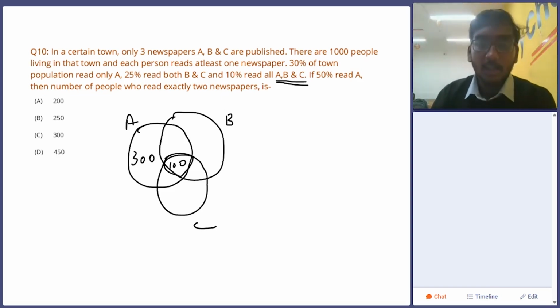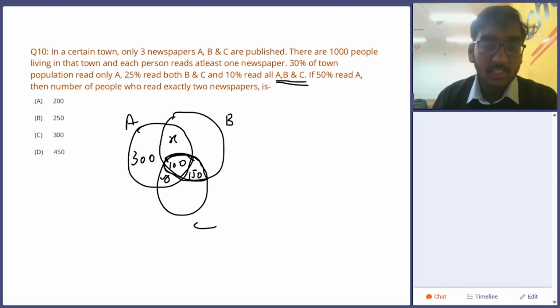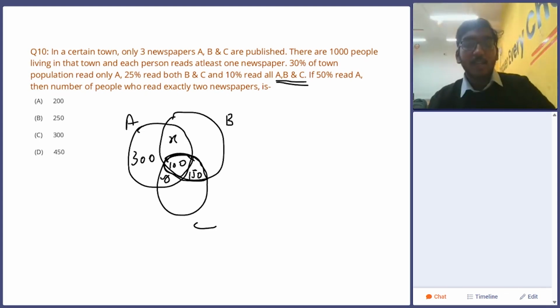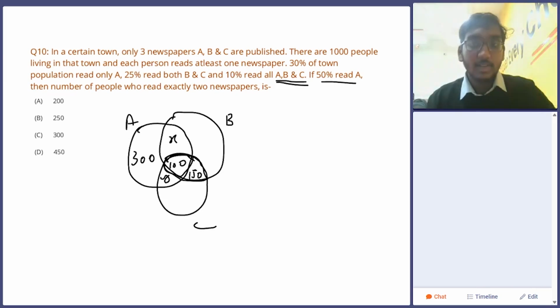Okay, and few more data are also given. See, 25% read both B and C. Okay, see, both B and C is this entire region. Okay, and that is totally 250, and this is already 100. So the remaining should be 150. Okay, yes, and we don't know what is this region. We'll call it as X and Y. We just don't know what it is. Okay, and they have given this data also that 50% of people, right, they read newspaper A. That means what?